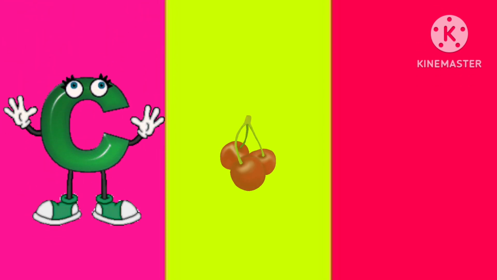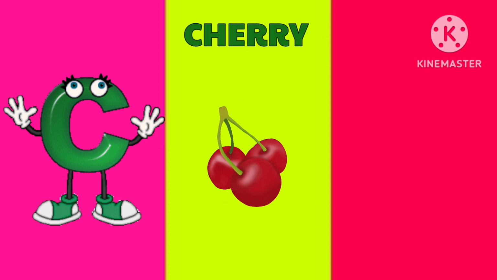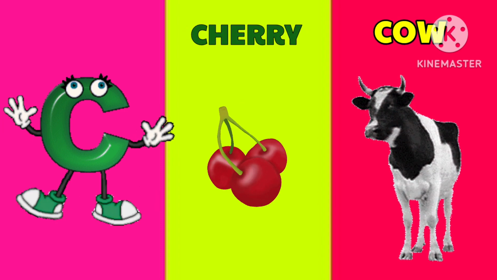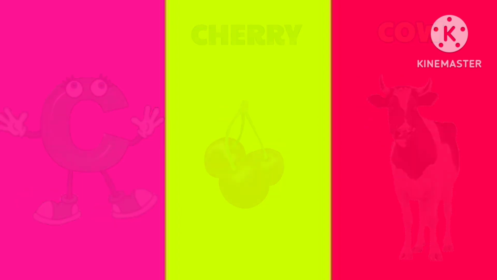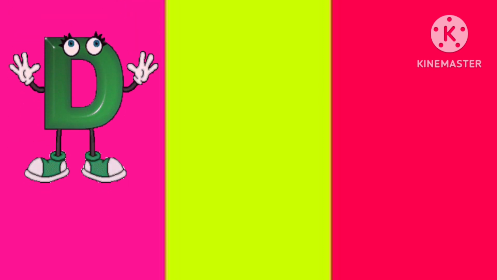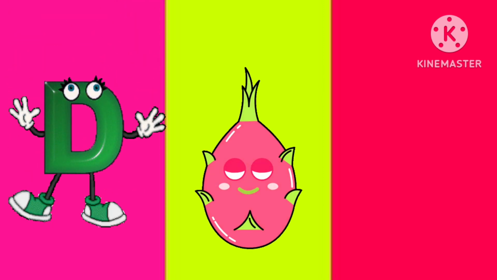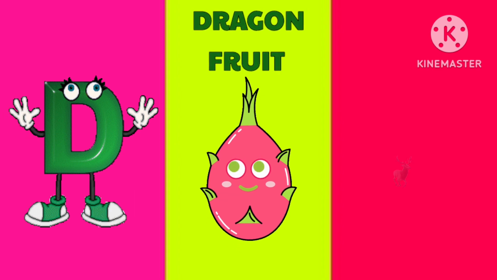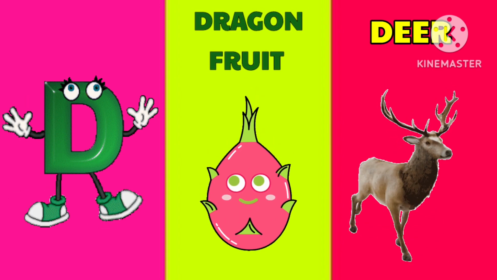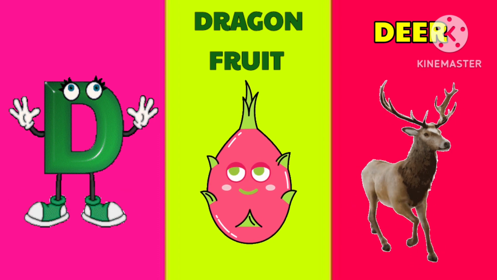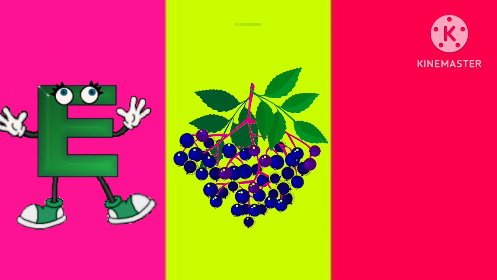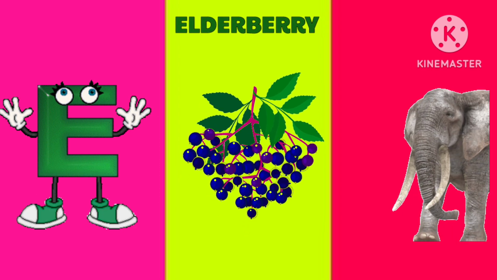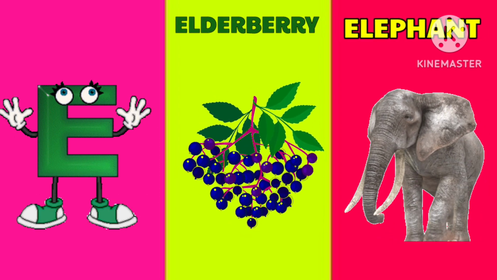C. C for cherry. C for cow. D. D for dragon fruit. D for deer. E. E for elderberry. E for elephant.